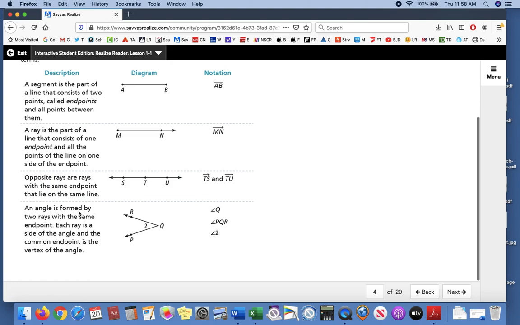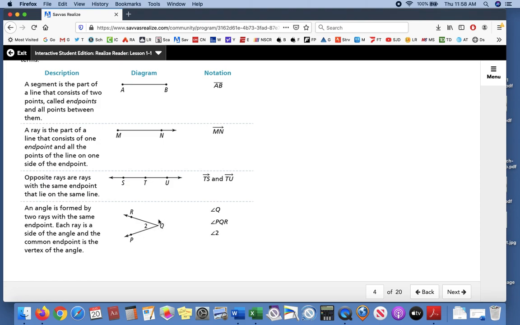And we have an angle as the last term. An angle is formed by two rays with the same endpoint. Each ray is a side of the angle, and the common endpoint is called the vertex. Again, a lot of terms here. Your teacher probably will go over this in class.